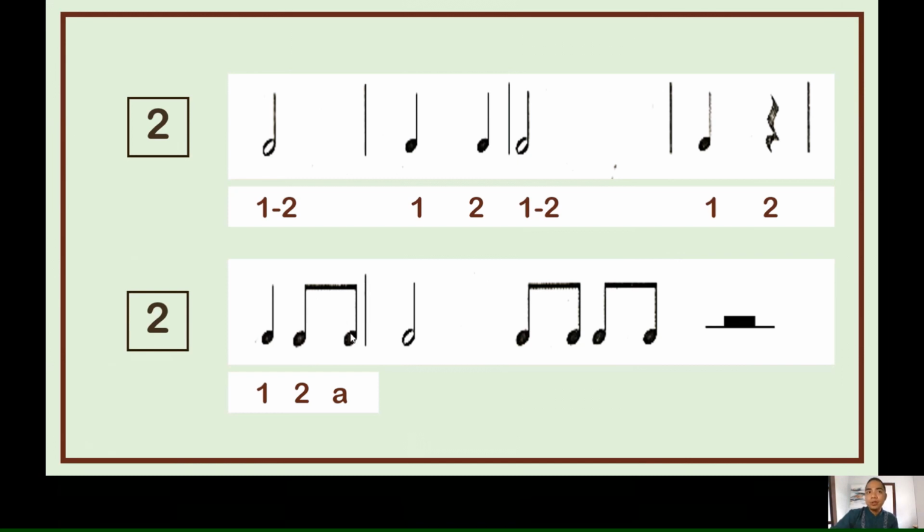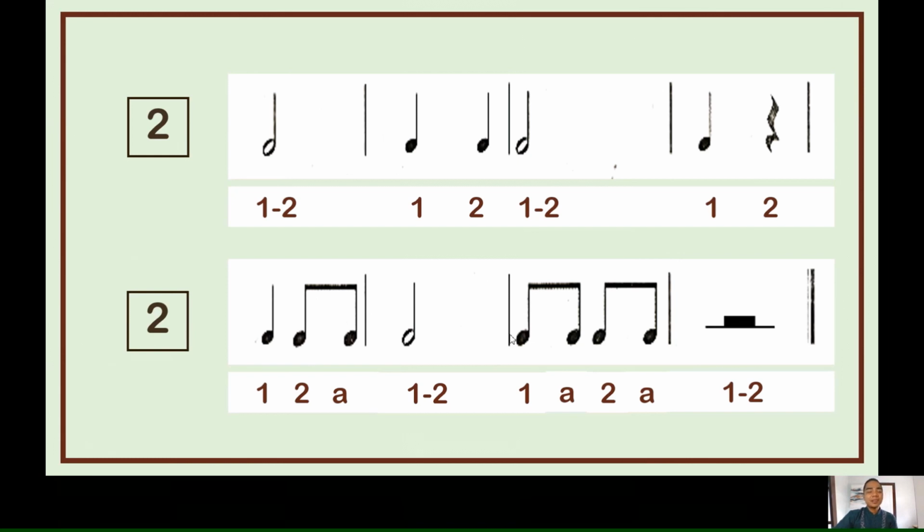The next note is a half note. A half note gets 2 beats, so it's 1, 2, bar line. The next notes that we see are 2 pairs of 8th notes. So it gets 1 and 2 and bar line. Next, the last symbol that we see is a half rest. A half rest gets 2 silent beats. So we write here 1, 2, bar line. Very easy.